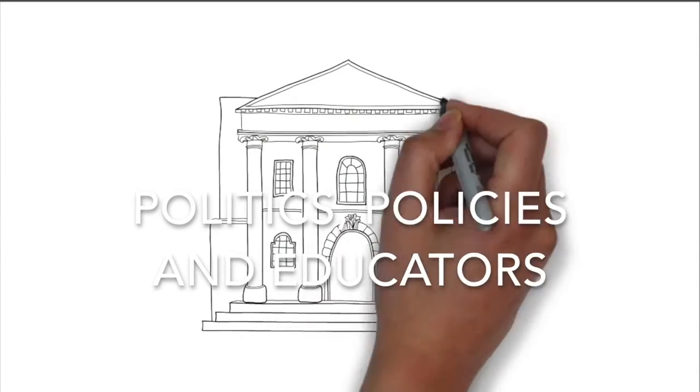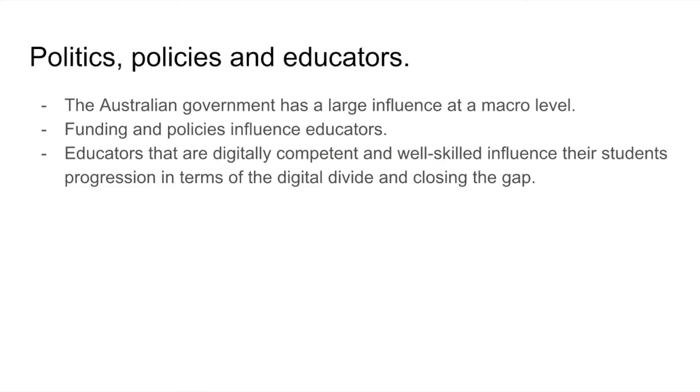Politics, policies, and educators. The Australian government at a macro level has a large impact on the digital divide felt between children in the education system. They have the power to implement policies that provide funding to educational settings, for example, providing public schools with funding for digital technologies and enforce digital competency in policies around educational curriculum.